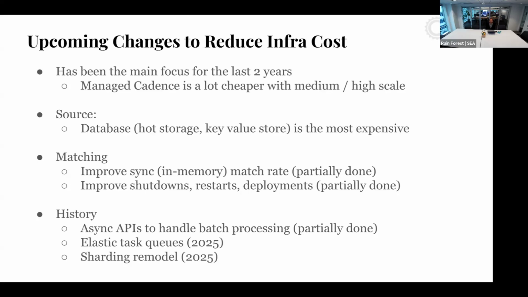So in the matching service, instead of going to the database more often, we try to improve the sync match rate. Sync match is, you can think of it like an in-memory match. This is partially done. We plan to finish it by the end of this year. Improving shutdowns, restarts, and deployments availability is also impacting the cost. This is also partially done, expected to be fully done by the end of this year.